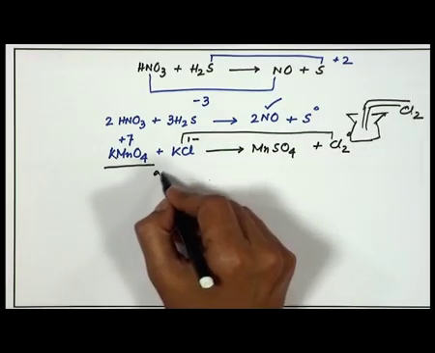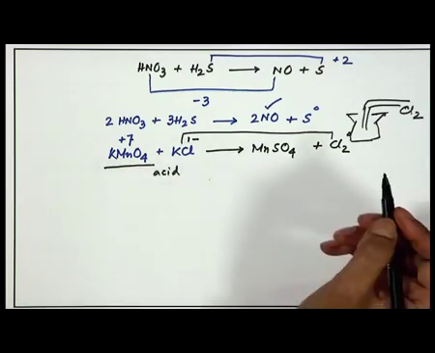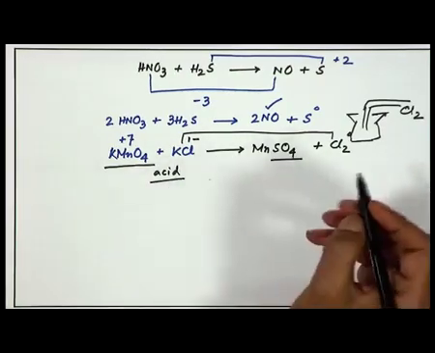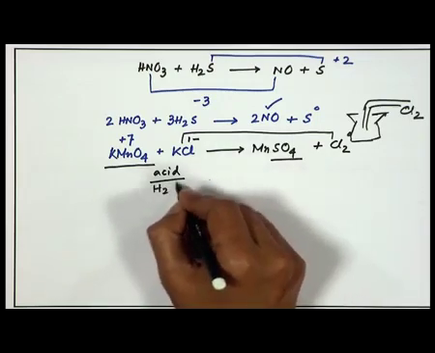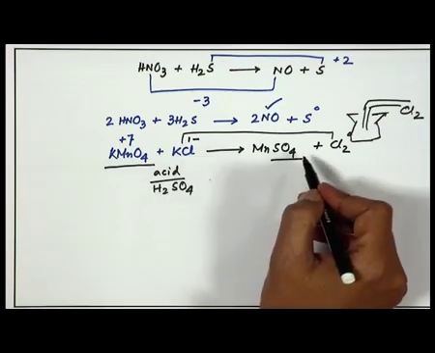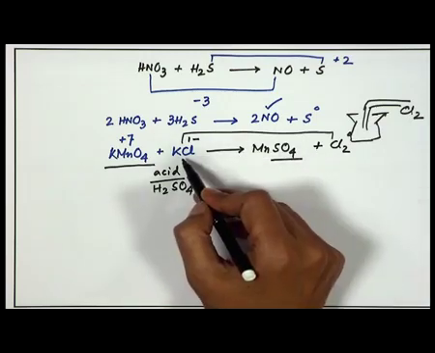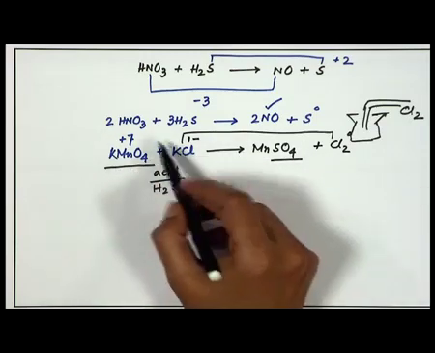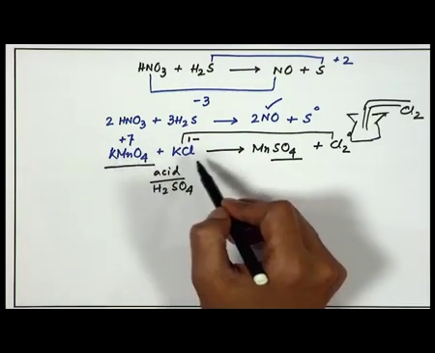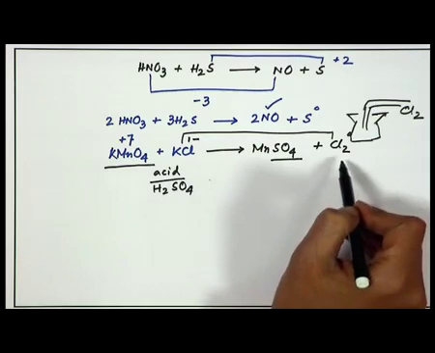So, if we add some acid to maintain the reaction condition, the acid of our choice, since we are writing sulphate here, will be H2SO4. So, in the presence of that sulphuric acid, KCl will be oxidized, and KMnO4 will be utilized for its oxidizing power for the production of chlorine gas.